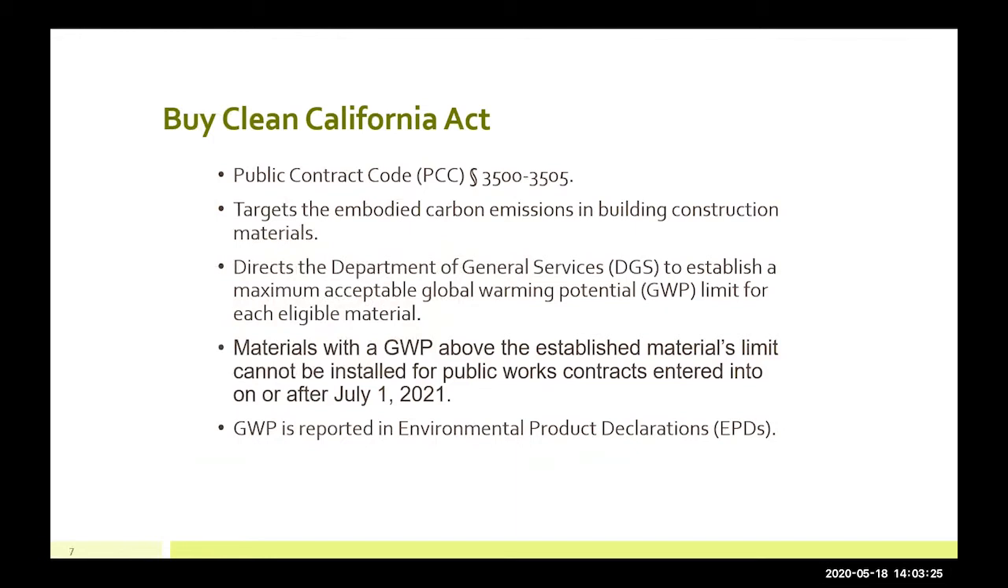So global warming potential, or GWP, materials with a GWP above an established material limit cannot be installed for public works contracts entered on or after July 1st, 2021. That's a very important note, because if there's a project that's been entered before July 1st, then the Buy Clean California Act will not be applicable to that project. GWP is reported in documents called environmental product declarations, and those are the documents you'll use to verify whether or not your material is compliant with the law. Next slide.